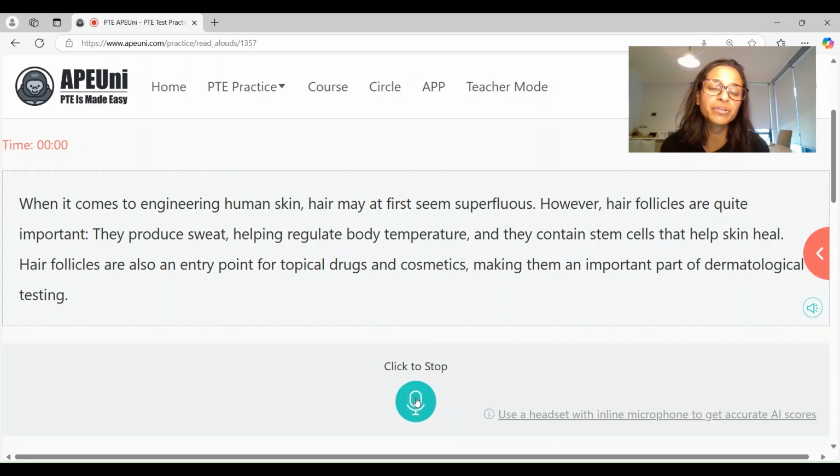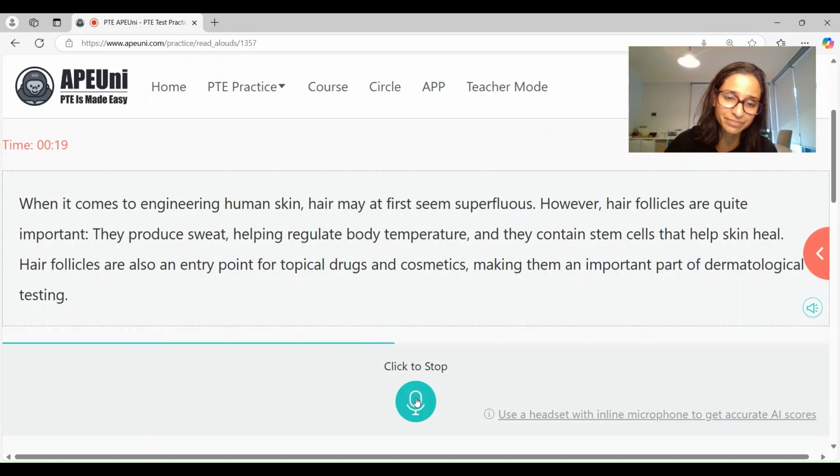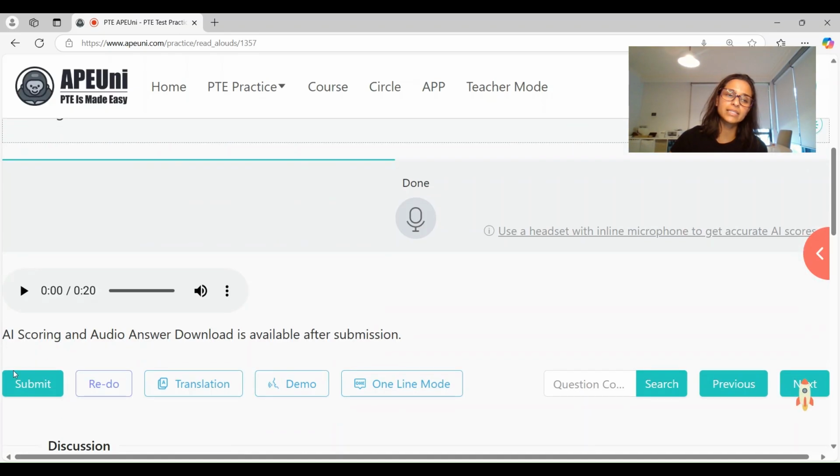When it comes to engineering human skin, hair may at first seem superfluous. However, hair follicles are quite important. They produce sweat, helping regulate body temperature, and they contain stem cells that help skin heal. Hair follicles are also an entry point for topical drugs and cosmetics, making them an important part of dermatological testing. Full content, I kind of fumbled, I think, at superfluous, but let's find out how we went.